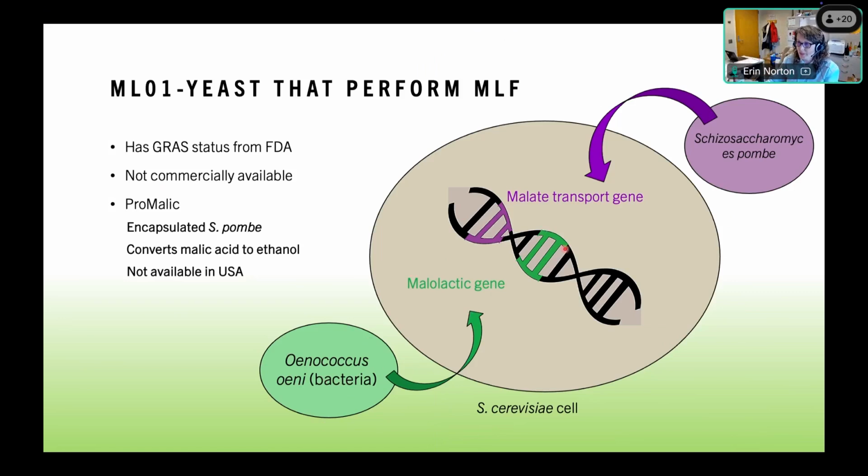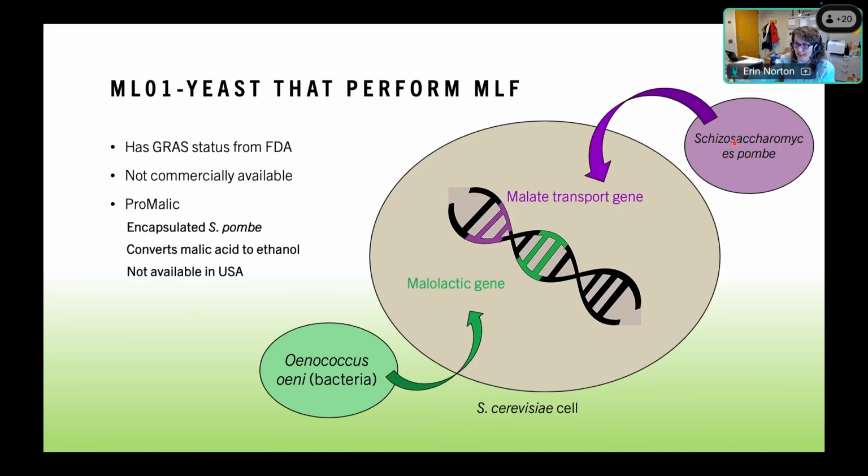Now, the other thing that was missing was a transporter. Yeast, Saccharomyces cerevisiae, cannot uptake malic acid. It can't bring it into its cell because of the membrane. And so there is a transporter in this yeast called Schizosaccharomyces pombe. Maybe I've talked about it a little bit with spoilage yeast and whatnot. It's a spoilage yeast, but it's not super, super bad. But it has a transporter.